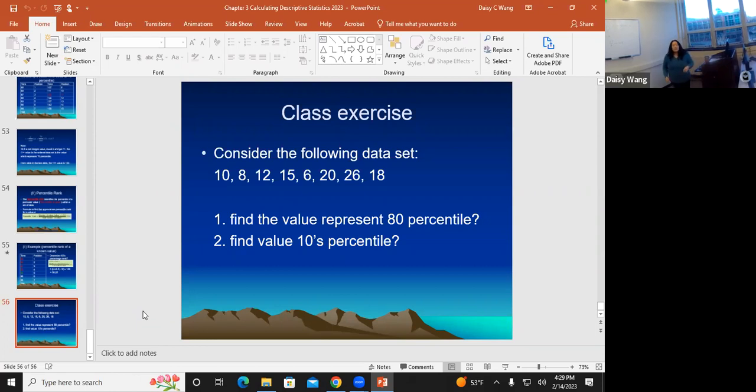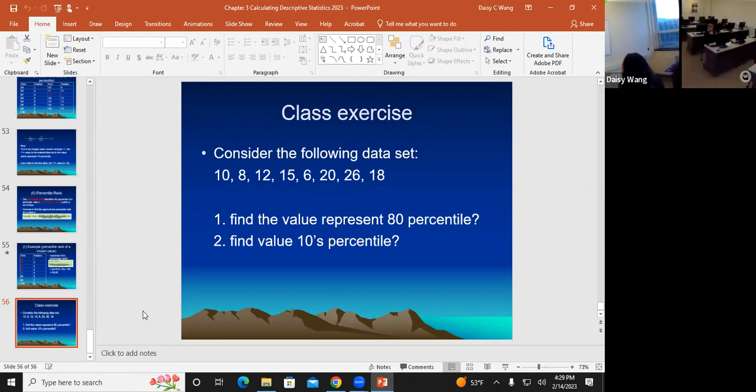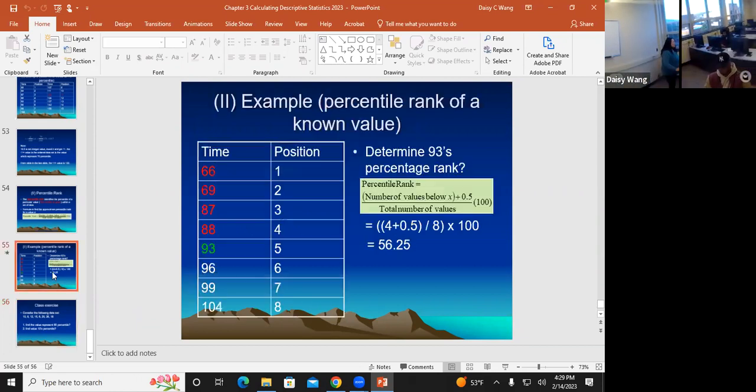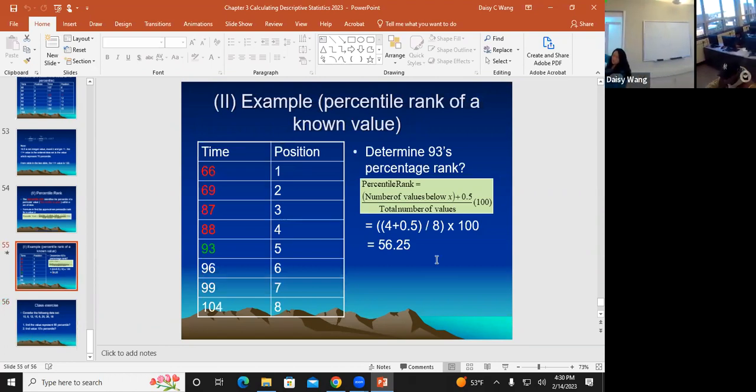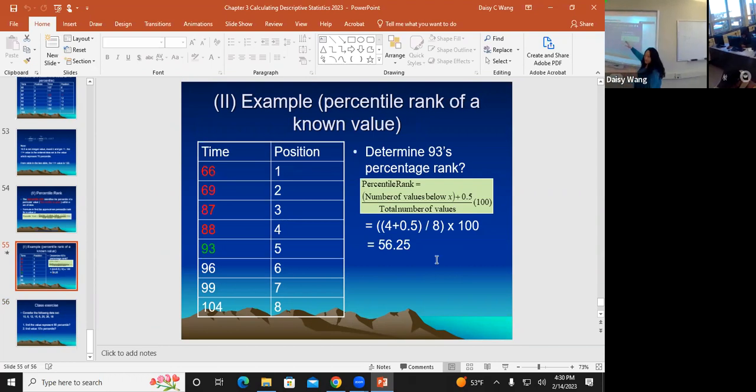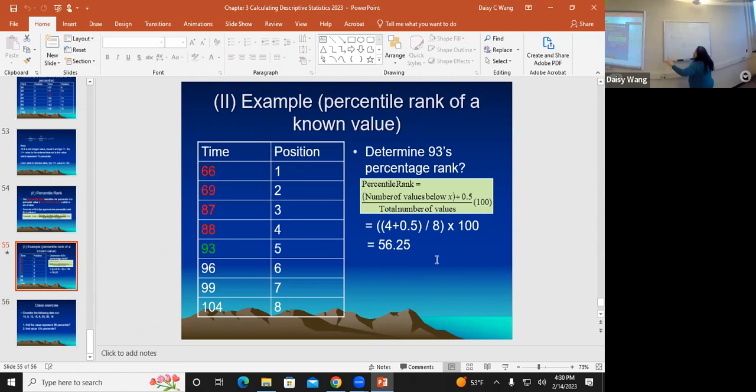Why did you put 2.5 there? Because here we want the number of values below the number we look at. So in this case, 2 numbers below that, plus 0.5.